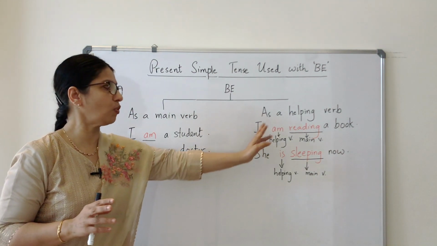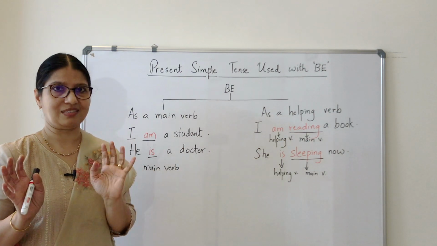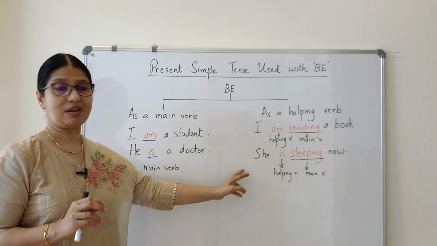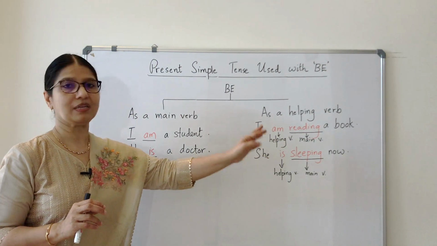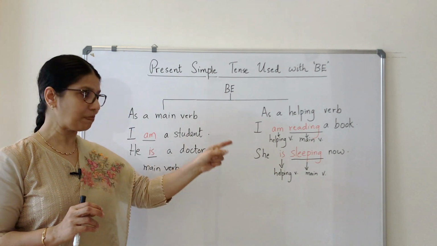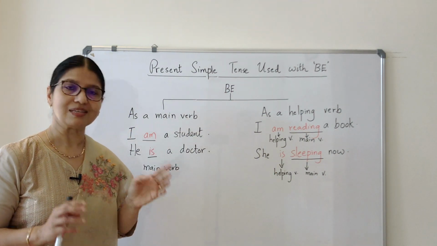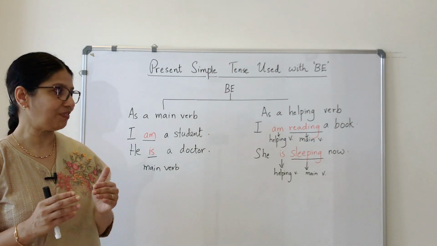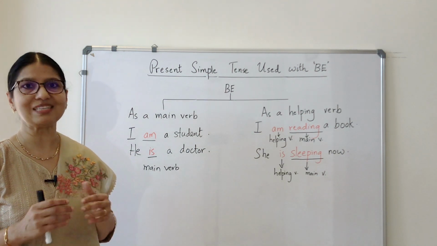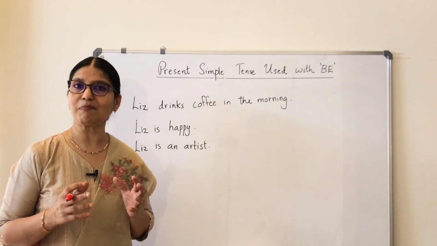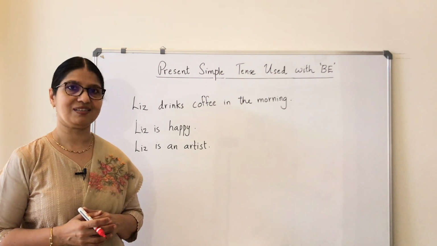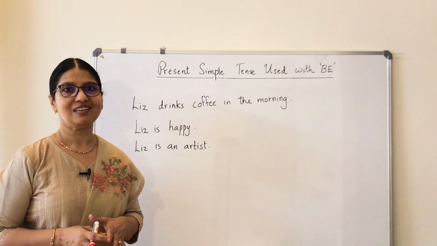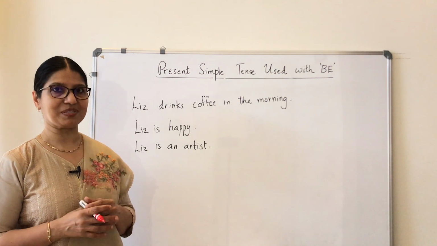It just supports the main verb to stand. In the next sentence you have she is sleeping now. Sleeping is the main verb and is the helping verb. Now you know how to identify the helping and the main verb in a sentence. There is something else that makes this verb be very special. To make my point clear, let's take up some sentences as examples.